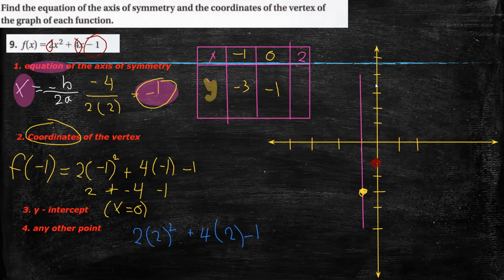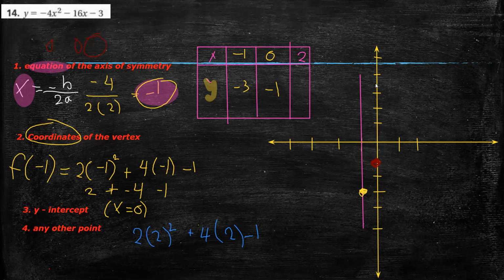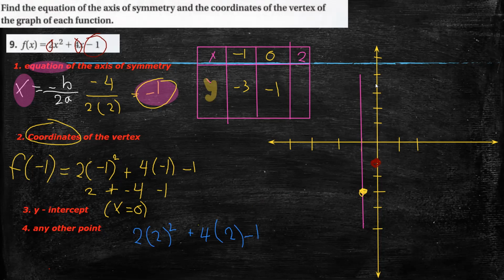Two squared is 4 times 2, 8. Minus 8 plus 1. Minus 1. So at point 1, -1. Here at point 2, what's the answer? -1.